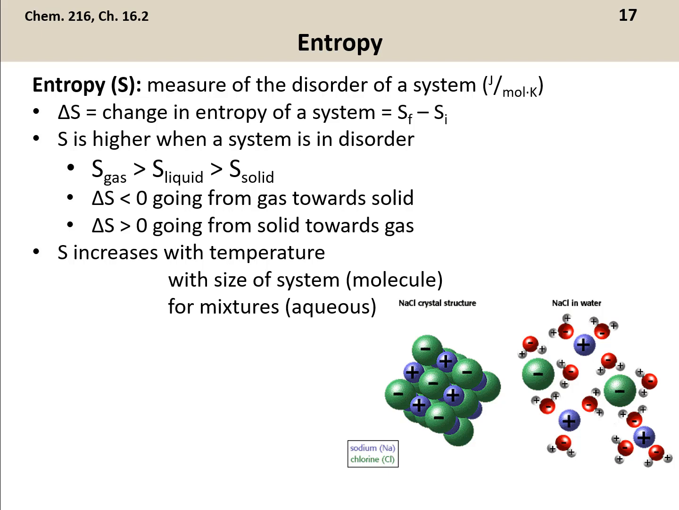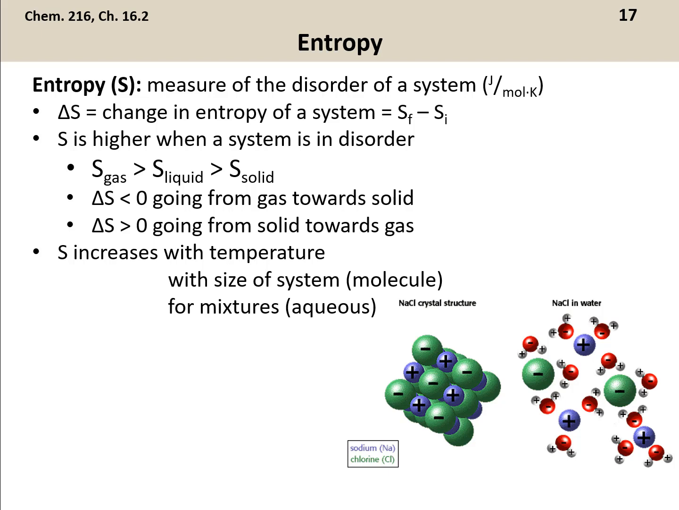One is the size of a system. The bigger the molecule, or the bigger the system, whatever I'm looking at, the more entropy there is. Think about it. If you only had 3 people in a room, it's fairly organized. But if you have 300 people in a stadium, they're all moving around, and it's more disorganized.